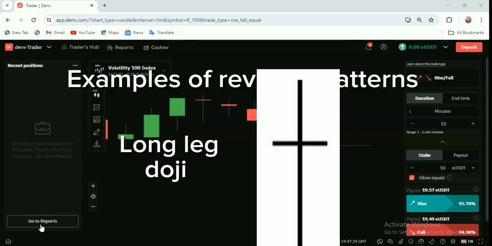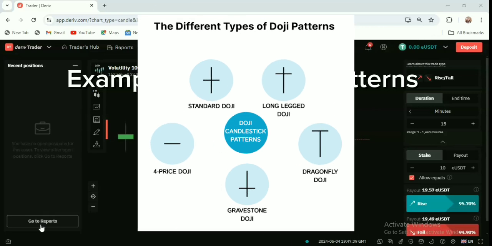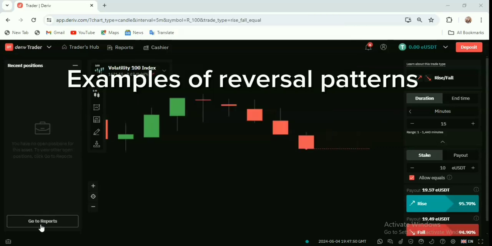So the long leg doji indicates that during the time frame of the candle, price action dramatically moved up and down, but closed at virtually the same level that it opened. This shows the indecision between the buyers and the sellers.